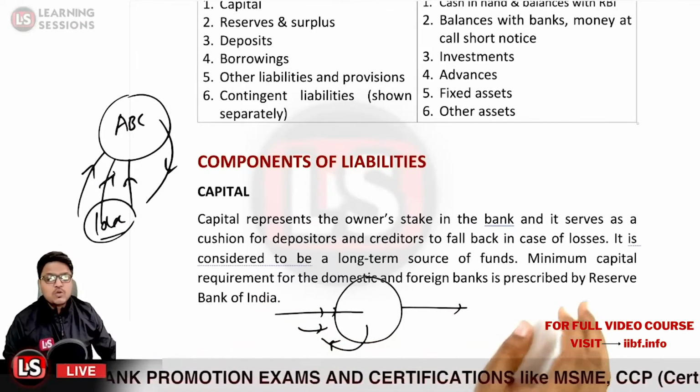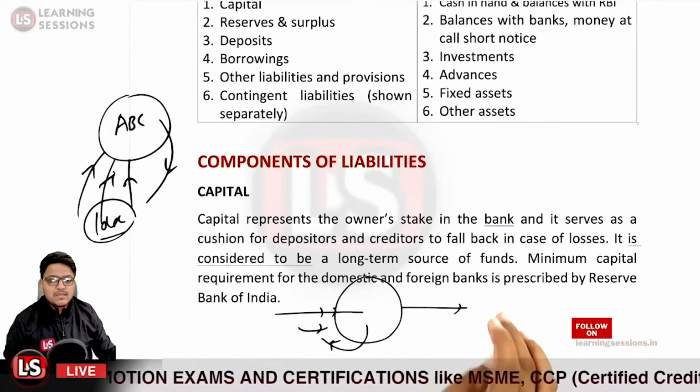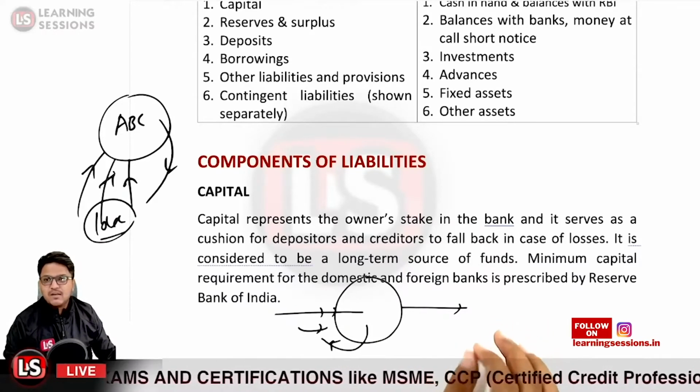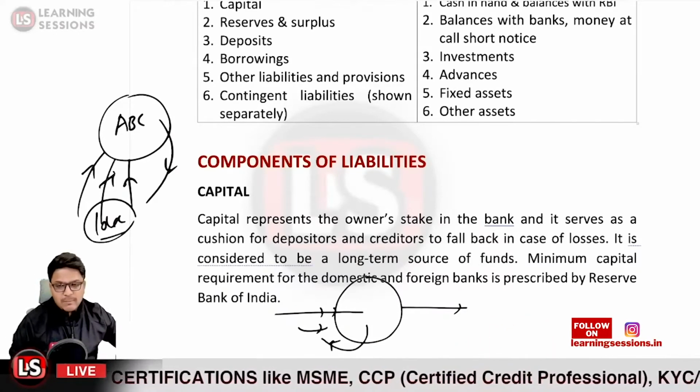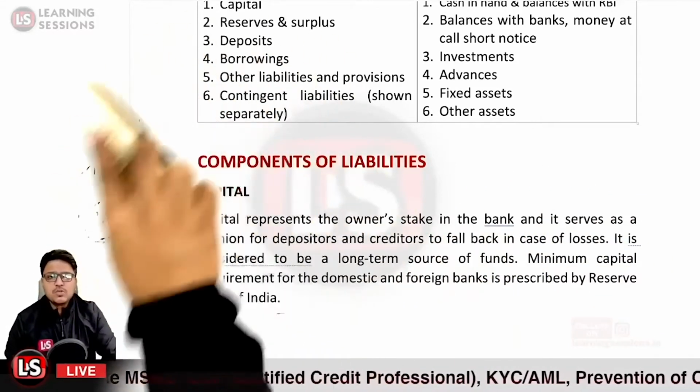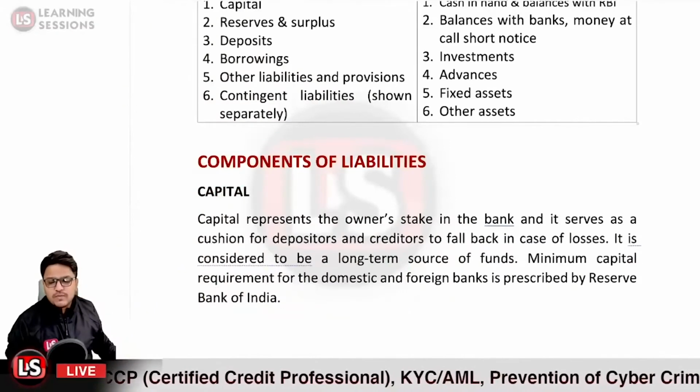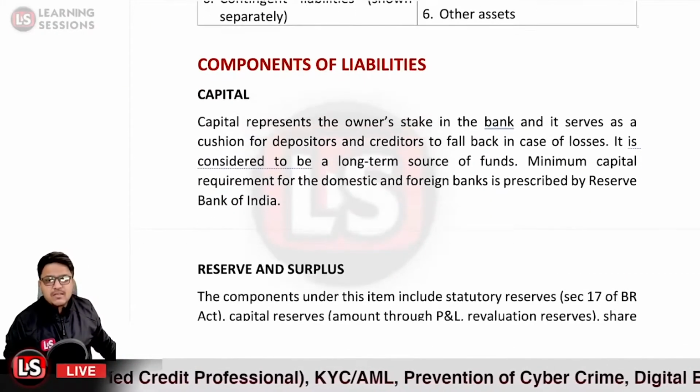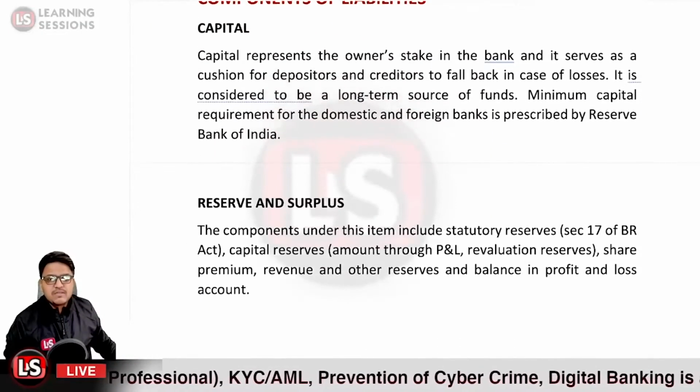Is that clear? So the minimum capital requirement for the domestic and foreign banks is prescribed by the Reserve Bank of India. So that is related to capital. Capital is basically related to what? It is a long-term source of funds. Is that clear? After that, it is reserves and surplus.